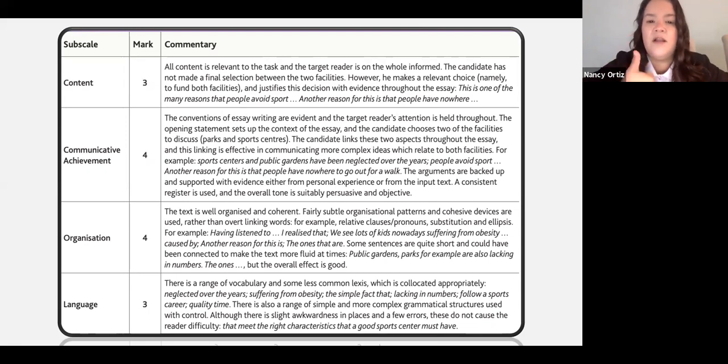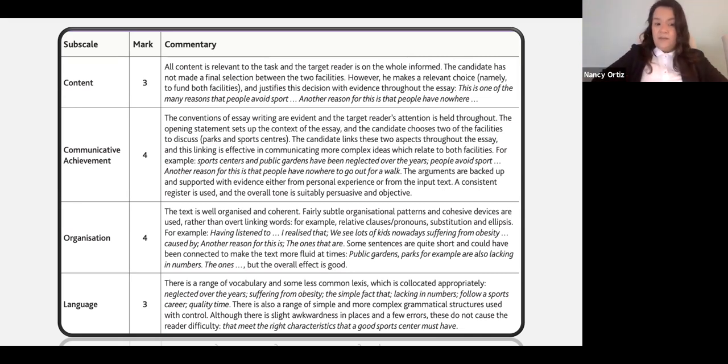The text is well organized and coherent. Very subtle organization patterns and cohesive devices are used rather than overt linking words. For example, relative clauses, pronouns, substitution, and ellipses. For example, having listened to, I realized that. We see lots of kids nowadays suffering from obesity caused by. Another reason for this is the ones that are.